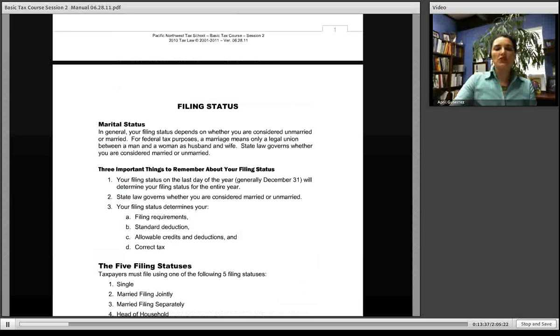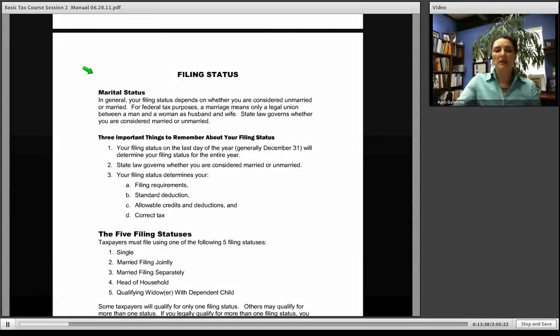Moving over to page 2 of the Session 2 manual, the first topic of the day is filing status. And we begin filing status with a discussion of marital status, because in general, your filing status depends on whether you are considered unmarried or married. For federal tax purposes, a marriage means only a legal union between a man and a wife, or a man and a woman as husband and wife. State law governs whether you are considered married or unmarried.